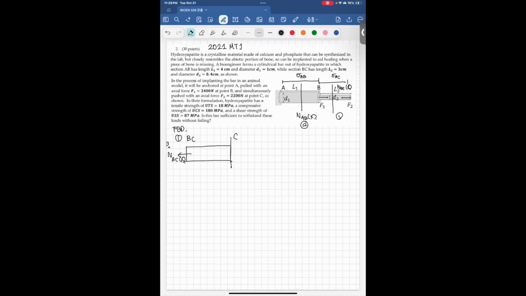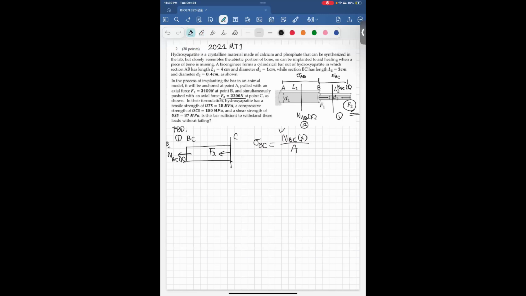And then we can see that there is an axial load of force F2, which we are given. We know this value. To get the stress of BC, we know the stress equation is force over area. So we can say that it's this over the area, the cross-sectional geometry of section BC. And this should be in pascals. So let's solve for this.